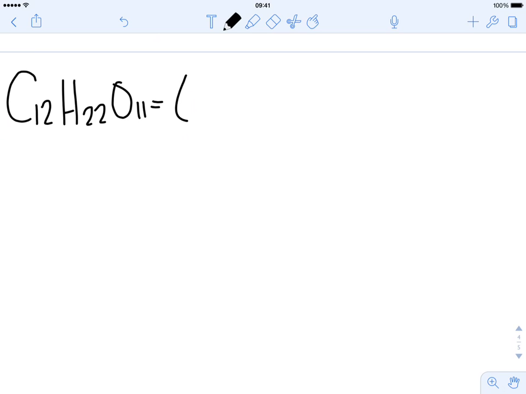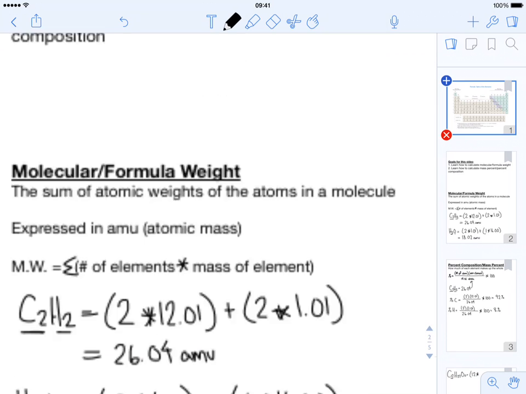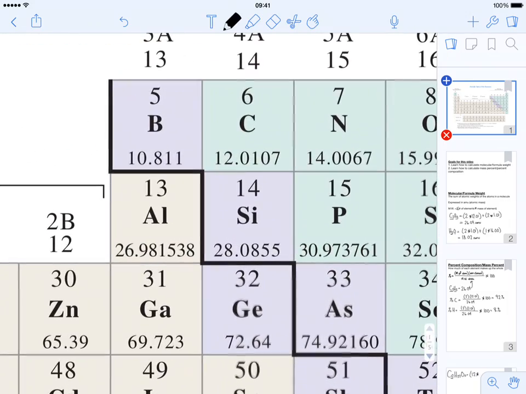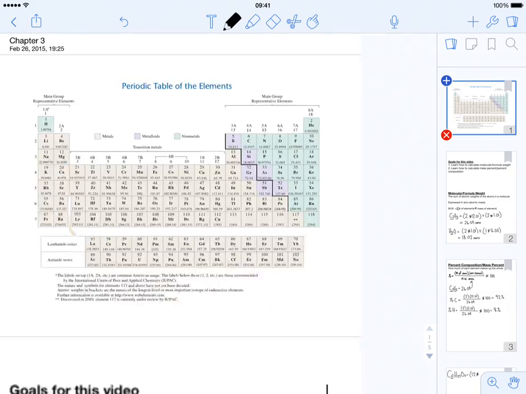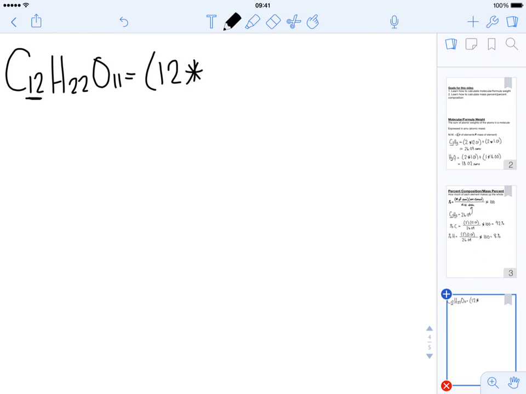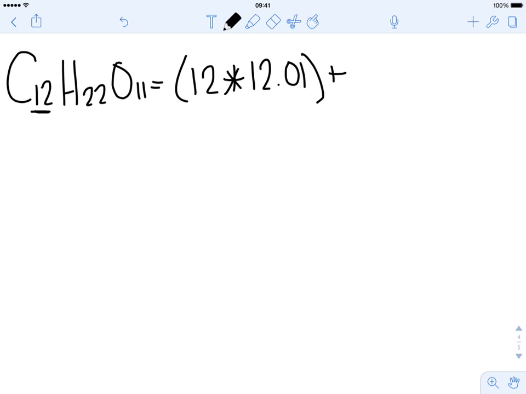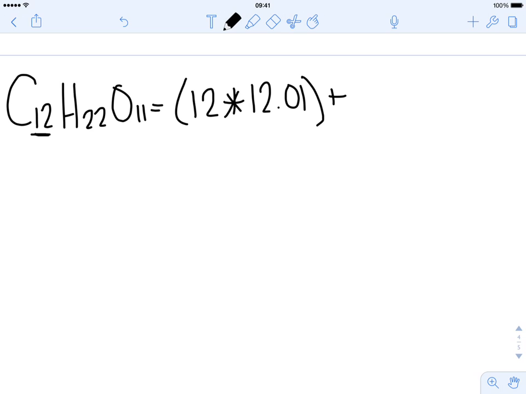Now the first step in any mass percent problem is to find out what is the molecular weight of the whole molecule. Now, do you remember how to do that? We're going to take each individual element, the atomic mass of each element, times it by how many of that element we have, and we're going to add all those numbers together. So let's look at carbon first. How many atoms of carbon do we have here? We have 12. So I'm going to do 12 times the atomic mass of carbon. Now we look up here, the atomic mass of carbon is 12.01.